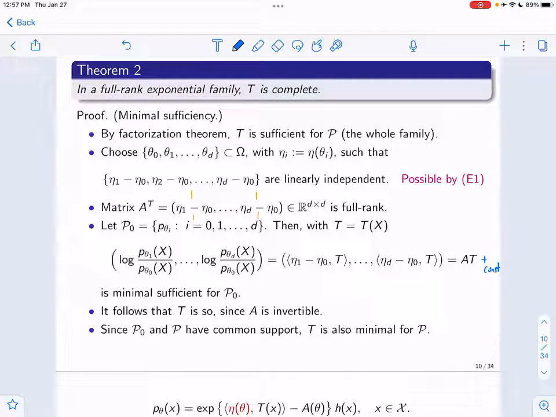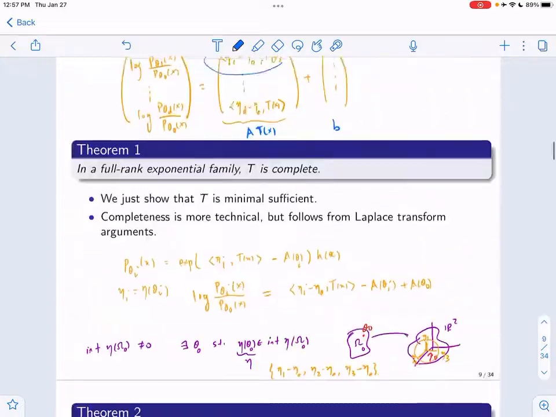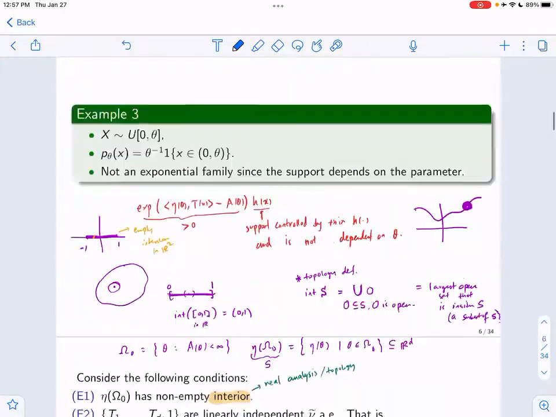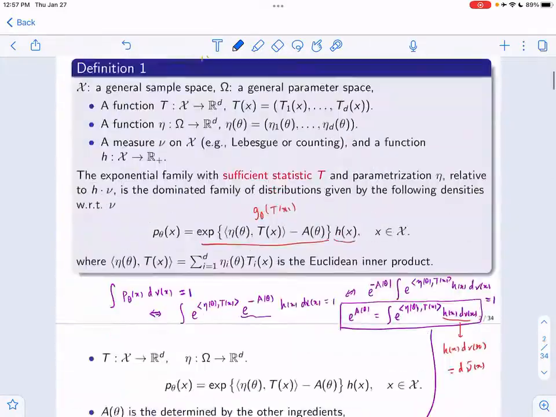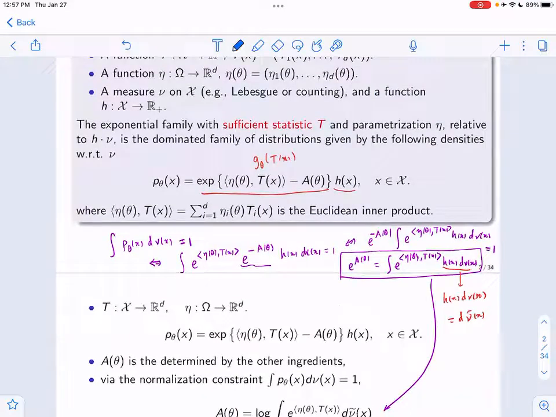Can you please clarify again why they have the same support? Can anyone tell us why they have the same support? Let's go back to the definition. An exponential family has that property that the densities have common support, or the distribution has common support. Why is that?